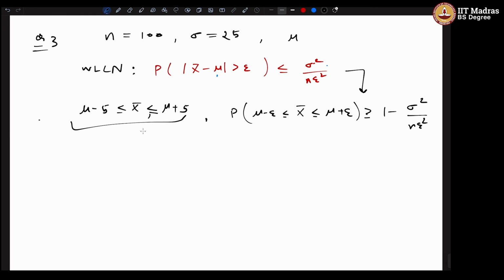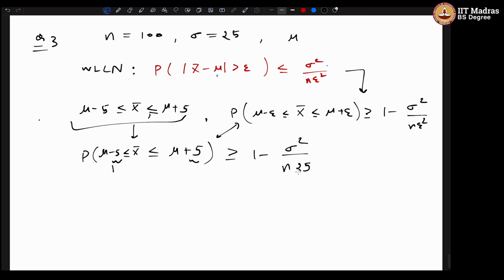Now we have to put in the values. We need to find the probability of x bar less than or equal to mu plus 5 and greater than or equal to mu minus 5. Here we need to find the lower bound. So this will be 1 minus sigma square by n times epsilon square, and epsilon is 5 here. If you compare these two expressions, you will find that epsilon is 5. So epsilon square is 25.